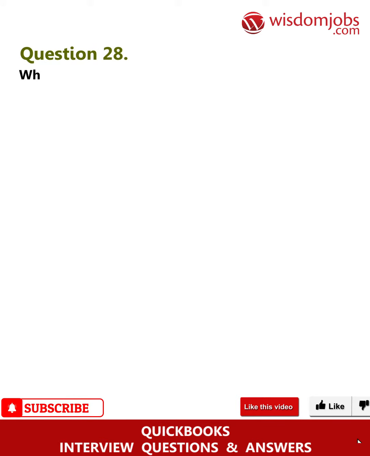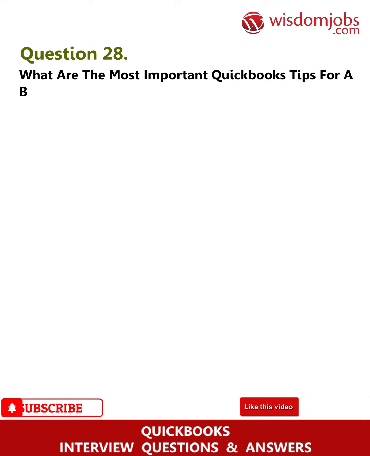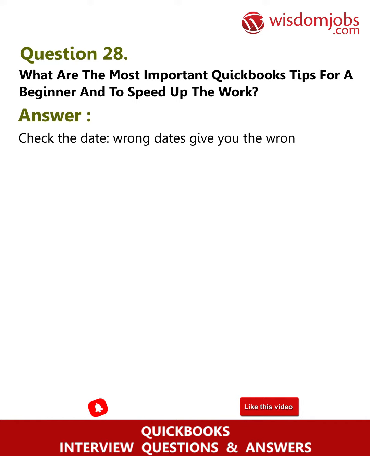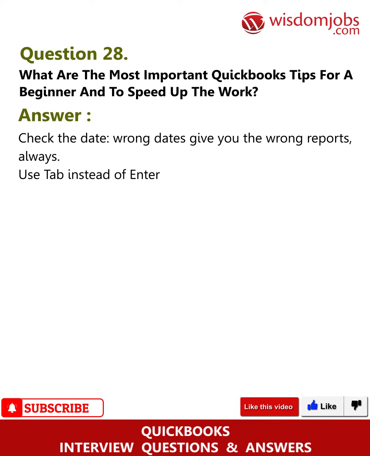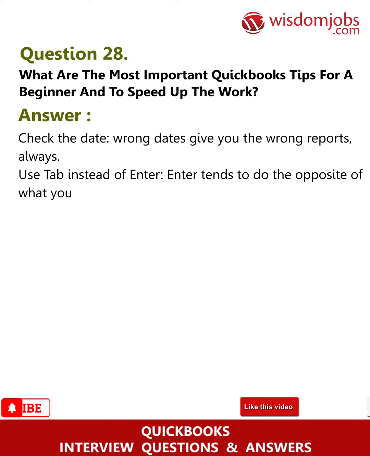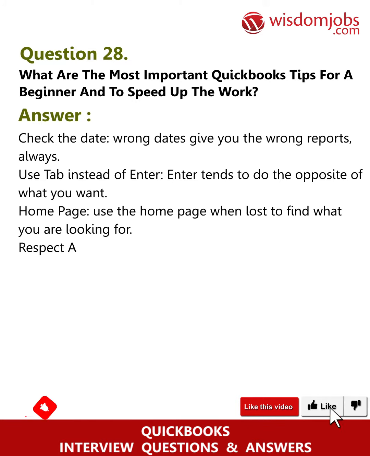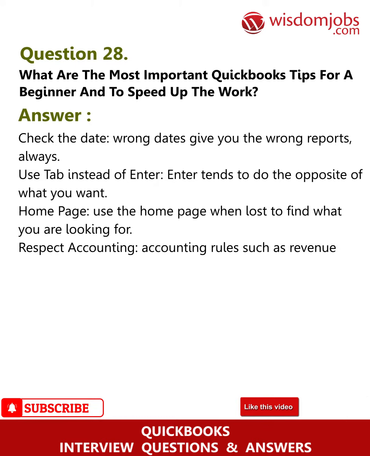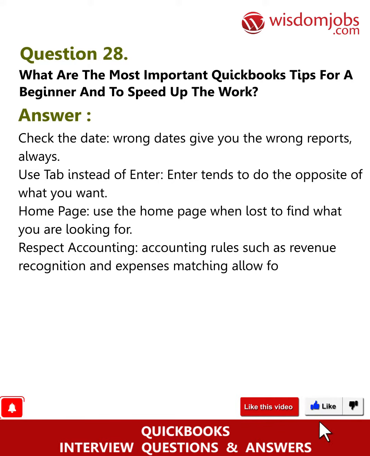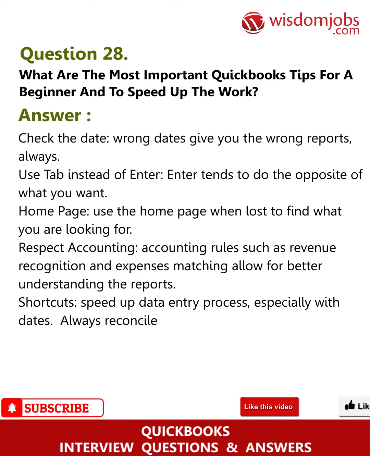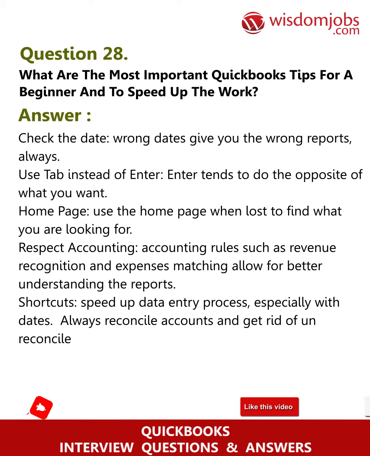Question 28. What are the most important QuickBooks tips for a beginner and to speed up the work? Answer. Check the date. Wrong dates give you the wrong reports. Always use tab instead of enter. Enter tends to do the opposite of what you want. Home page: use the home page when lost to find what you are looking for. Respect accounting. Accounting rules such as revenue recognition and expense matching allow for better understanding of the reports. Shortcuts: speed up the data entry process, especially with dates. Always reconcile accounts and get rid of unreconciled, often duplicate, transactions.